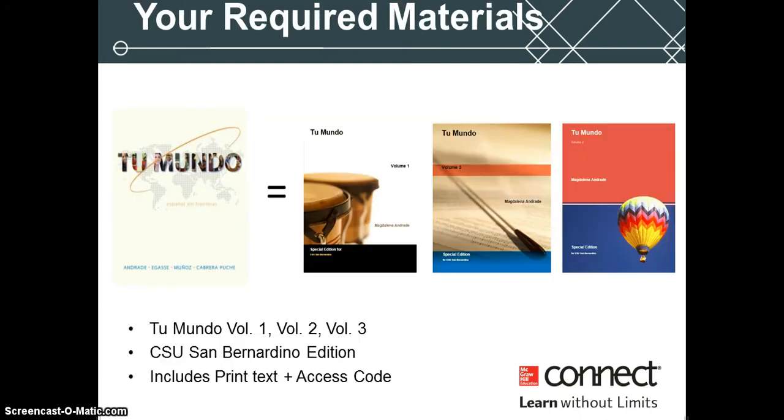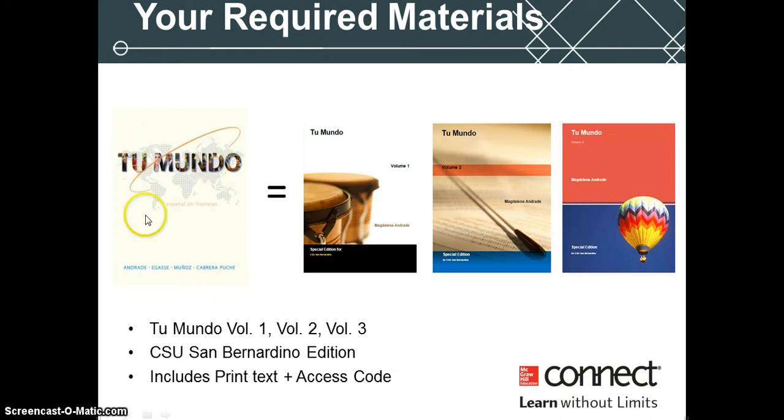Your required materials for this course are Tumundo by Magdalena Andrade. We've created Volume 1, Volume 2, and Volume 3 versions of Tumundo that are available to you in the Cal State bookstore and most likely represent the best value. They will contain both the print text as well as the Connect Workbook and Lab Manual access code that will be required for this course.